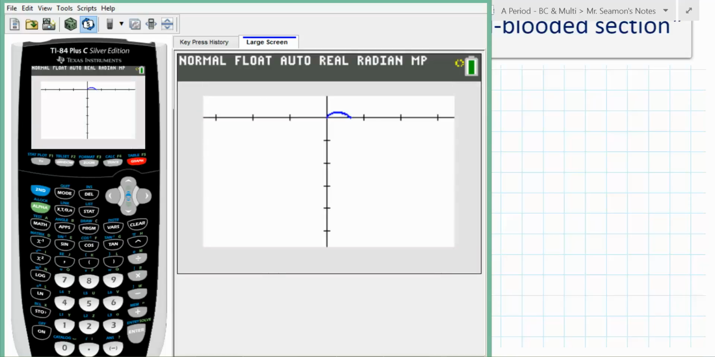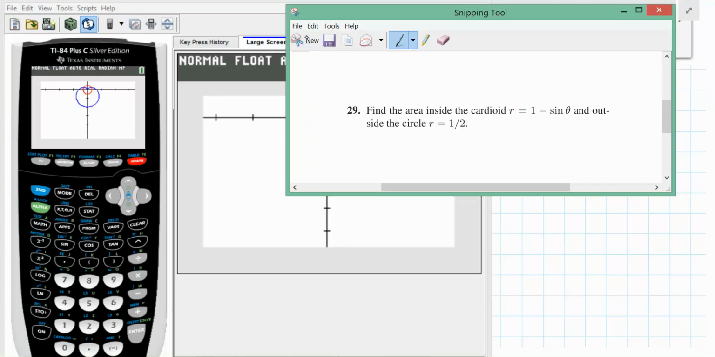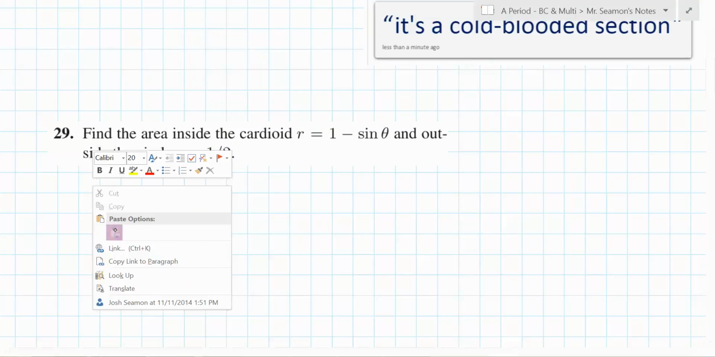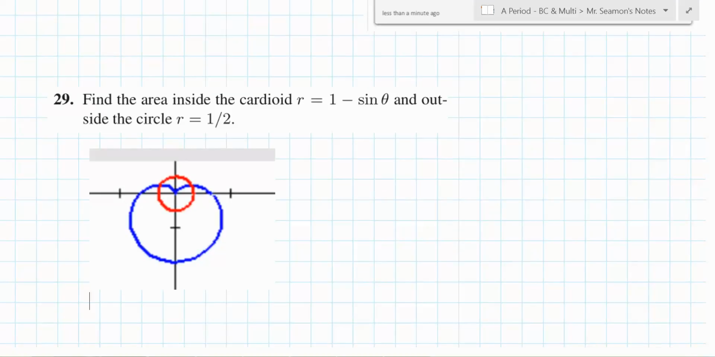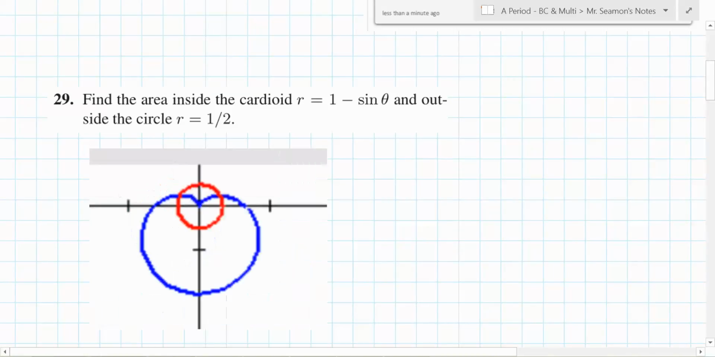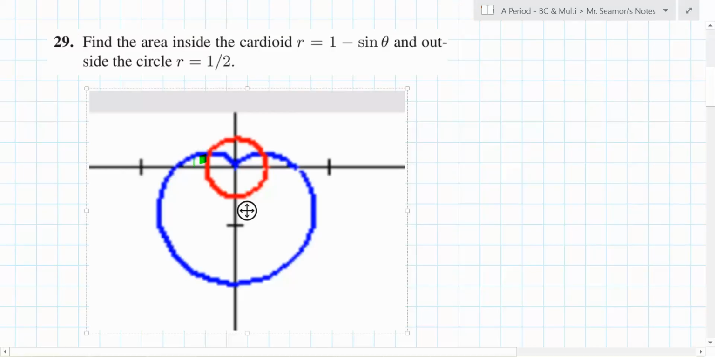So if I graph this, I get, pretty. Okay, so you have to be careful that you find the right part of this. This is the area inside the cardioid and outside the circle. So which area are we talking about here? Yeah, like this thing right here. Correct?